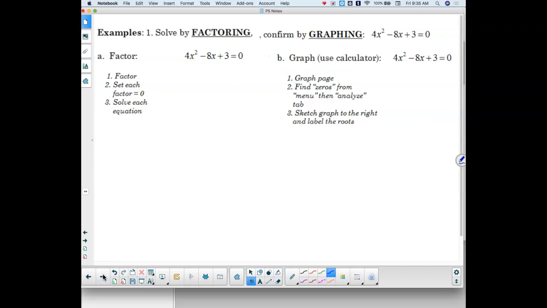Let's start with factoring, then we'll go to graphing, then we'll go to completing the square, and then we'll end up with the quadratic formula. All right, so factoring. The first thing that you need to do when you are factoring is set it equal to 0. If it's not equal to 0, you've got to get it equal to 0. That's going to be a common theme in all of these. Get your equation equal to 0.